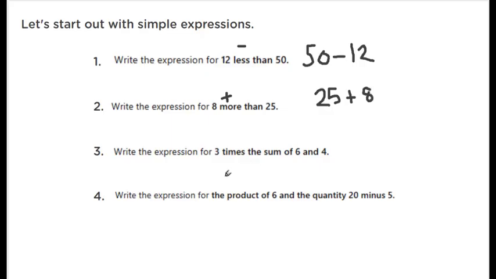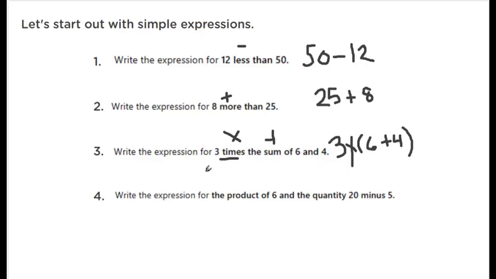Number 3, write the expression for 3 times. That means I multiply the sum, that's addition, of 6 and 4. So I have the sum of 6 and 4. I kind of like to do that, get that grouping written down, and then go back and rethink it and decide where I put that 3 times. Sometimes because of the wording, it will go at the beginning. Sometimes it will go at the end. Let's read that again. 3 times the sum of 6 and 4.